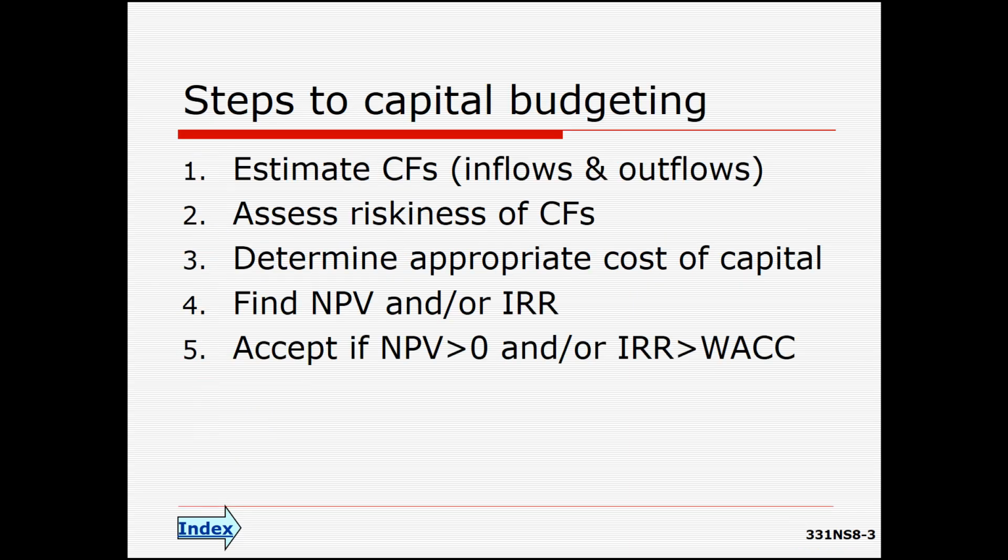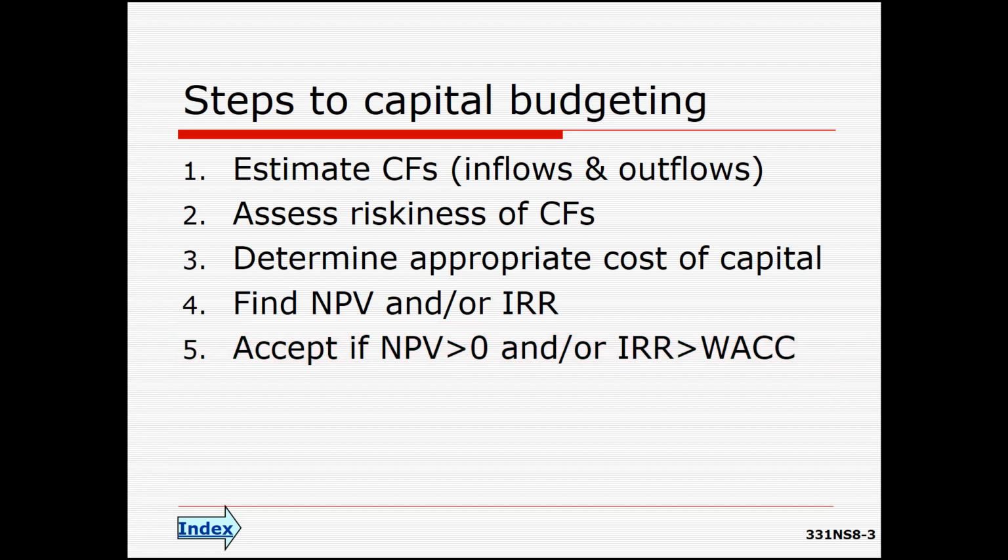Here are the 5 steps involved in capital budgeting analysis. Number 1, estimate the cash flows. That's our final topic in Part 9. Number 2, assess their riskiness with cash flow estimation. Number 3, find the weighted average cost of capital. We did that in Part 7. Number 4, find the NPV and internal rate of return. That's in this segment. And decide accept or reject the project. Also in this segment.